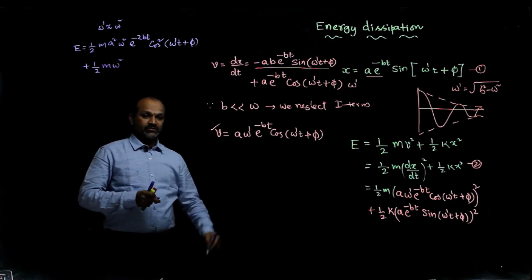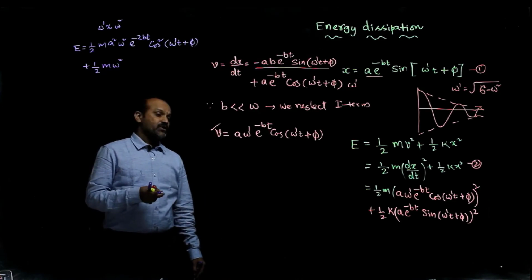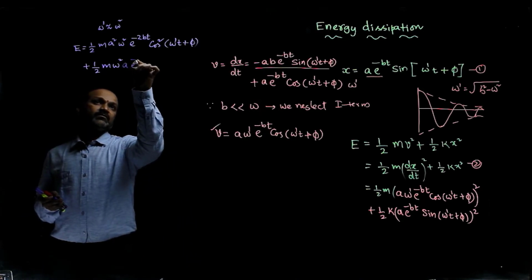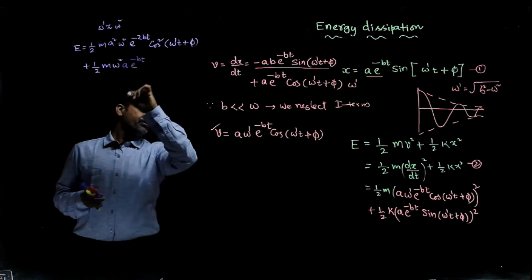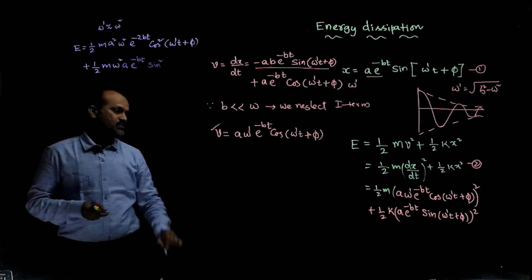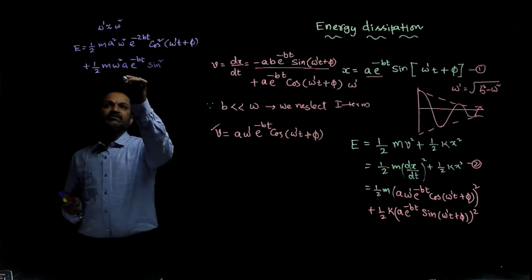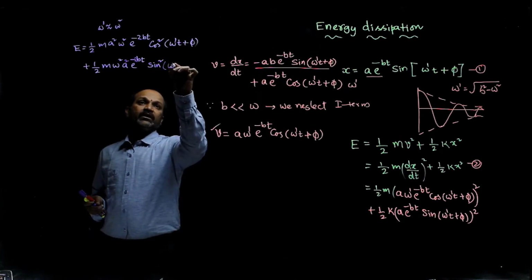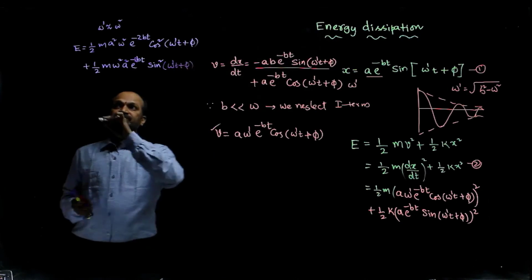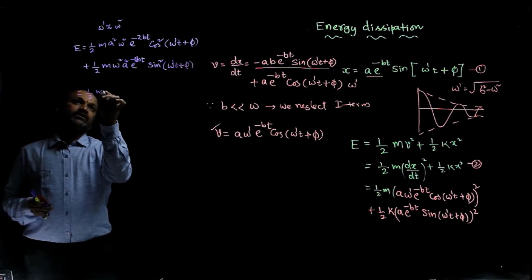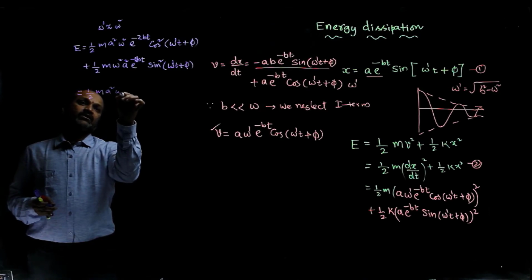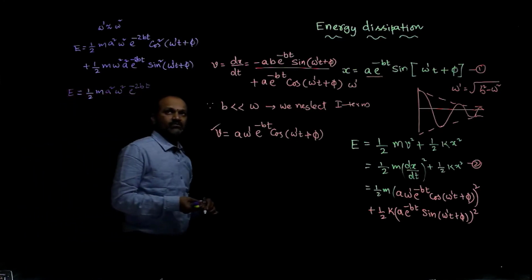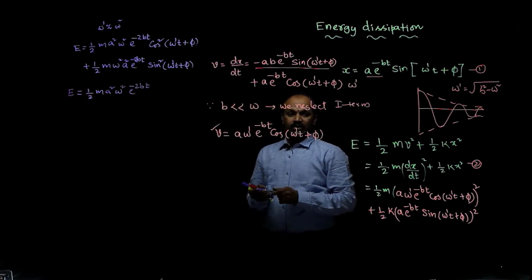There omega square is written as k by m. So m omega square a into e power minus bt sin square, here square we should apply, k a square e power minus 2bt sin square (omega dash t plus phi). So here of m a square omega square e power minus 2bt you can take common, then cos square theta plus sin square theta will become 1.